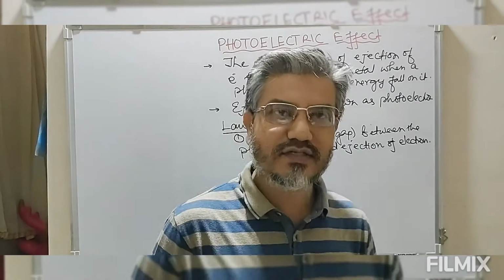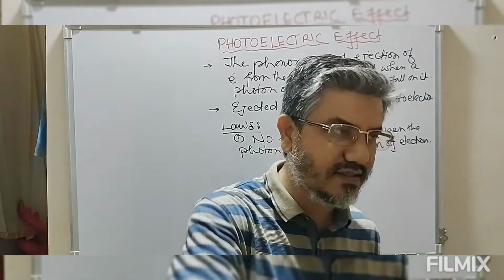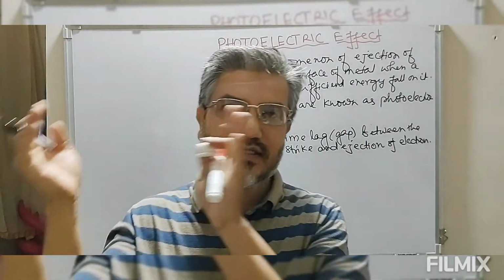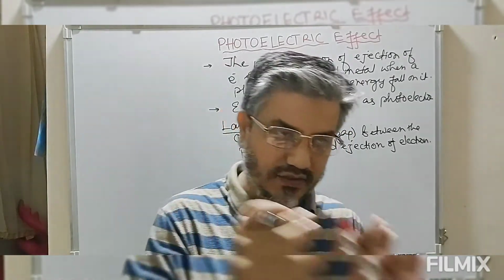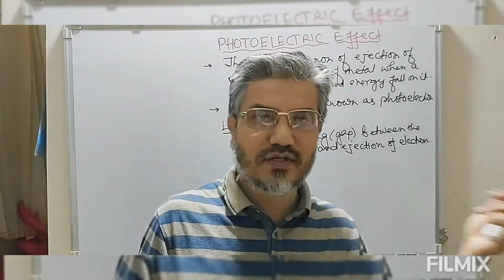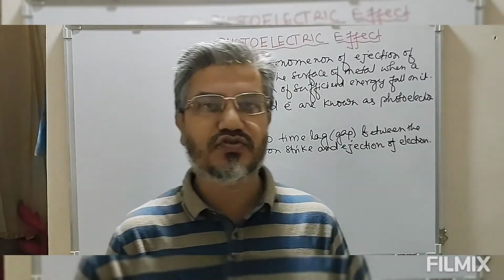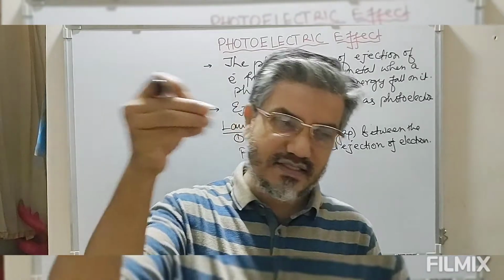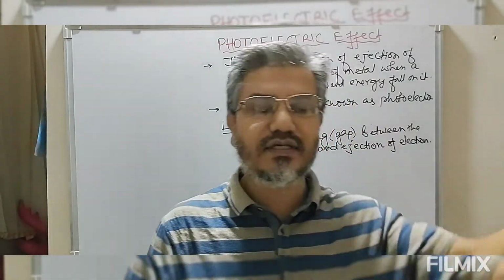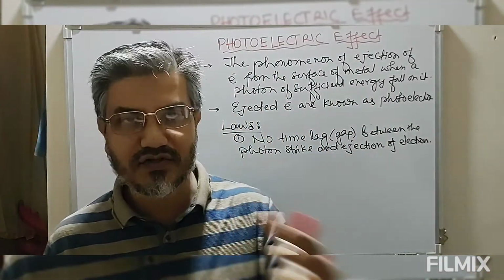This doesn't mean that when a photon strikes the surface of metal, the energy of the photon is transferred to the electron and the electron undergoes some wave-type dance. That is not possible. The moment the photon strikes the surface, energy is transferred and immediately the electron is removed from the surface of metal.